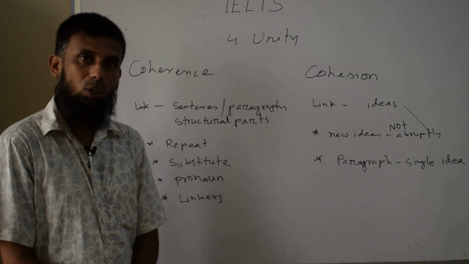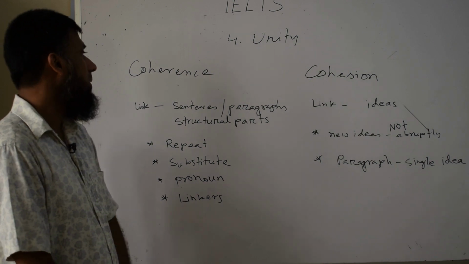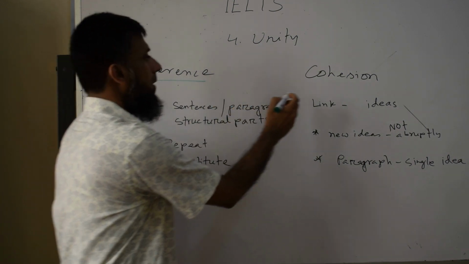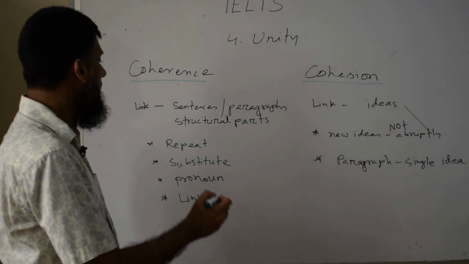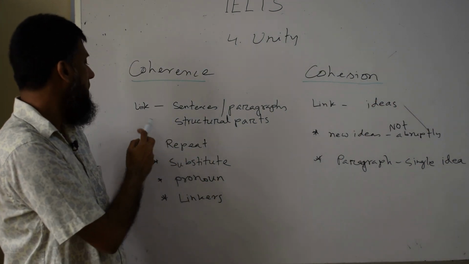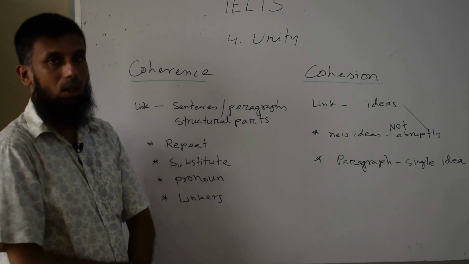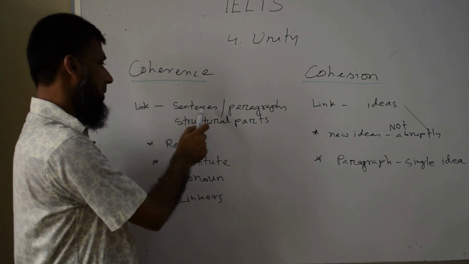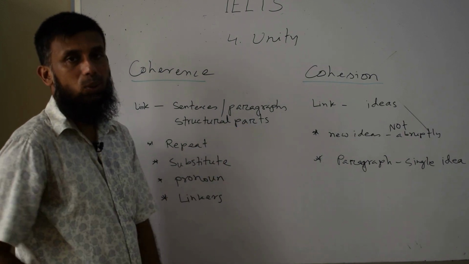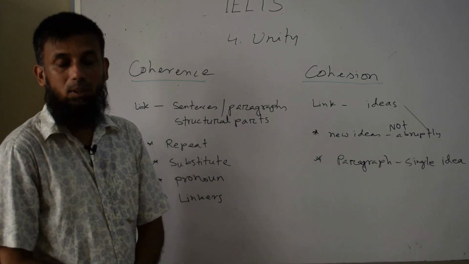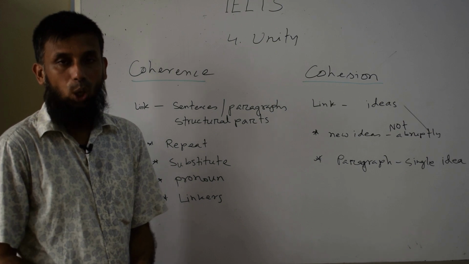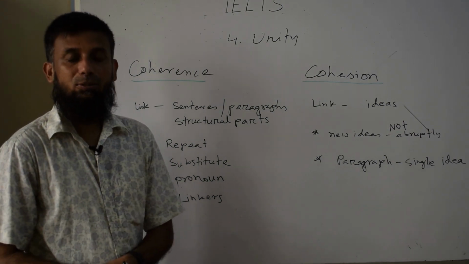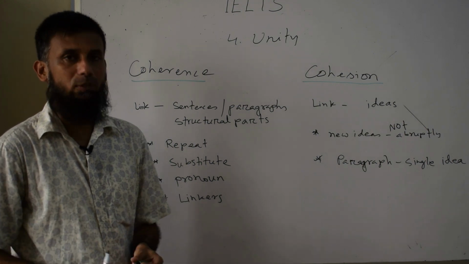The fourth aspect of marking criteria is unity, and unity is of two types. One is coherence and another is cohesion. Coherence refers to a link, of course a logical link or bridge, between sentences or paragraphs. So coherence is a link between the structural parts of an essay or a paragraph. And you can have this link using a number of devices.